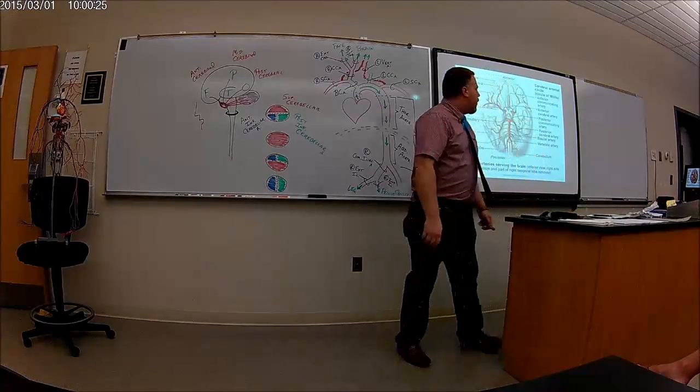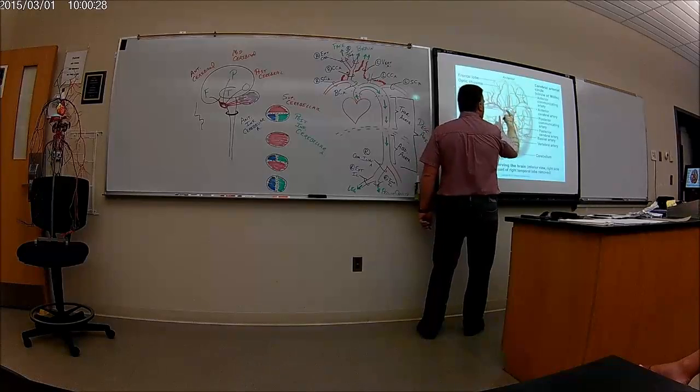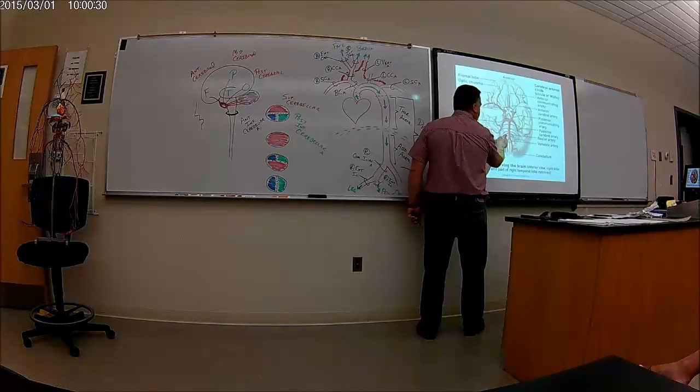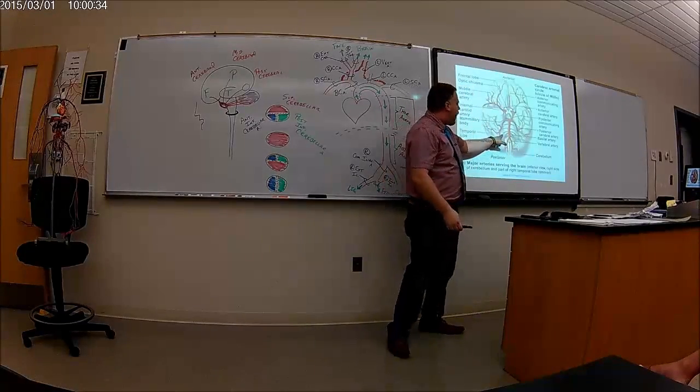This is what it looks like too. All right, there's your circle. There's your pontines, those branches that I didn't mention, but the pontines are coming off the basilar to give blood supply to the pons.